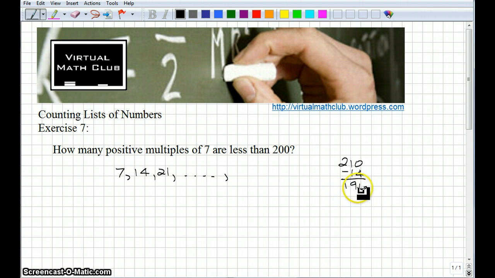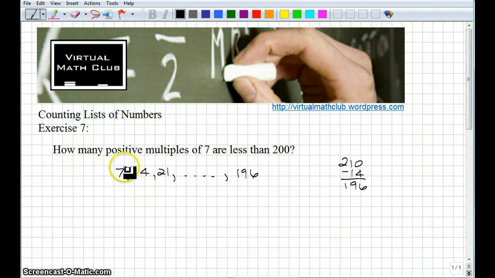So that's the biggest multiple of 7 that I can find, because if I add 7 to that, I go over 200. Okay, so there's our list. So we've got it down to a list of numbers to count, and if you did the rest of the exercises, all the way up to exercise 6, and now you're on 7, you've got this down now.